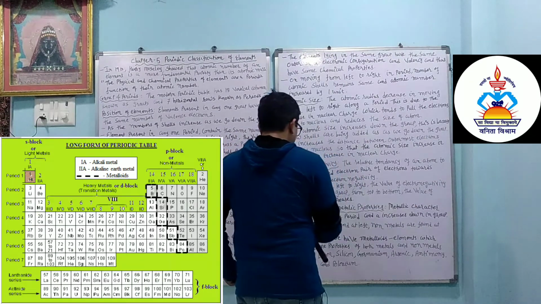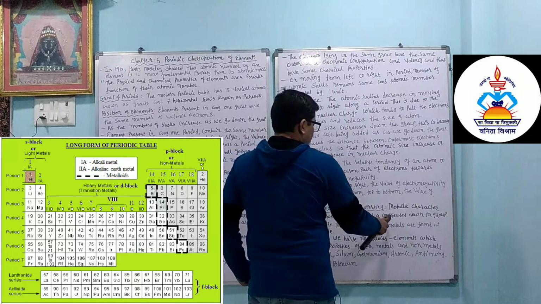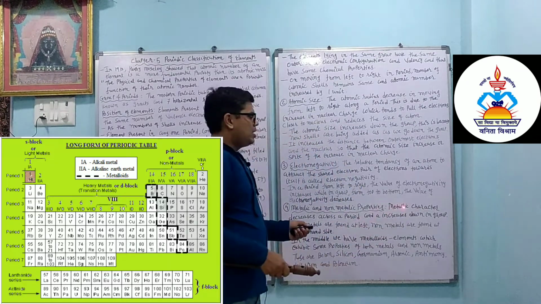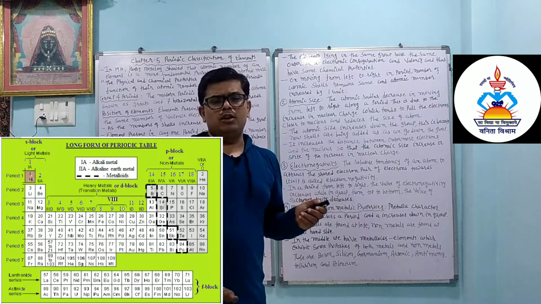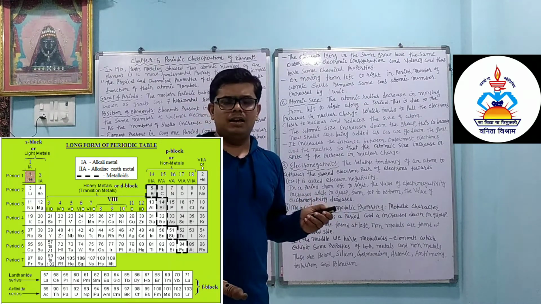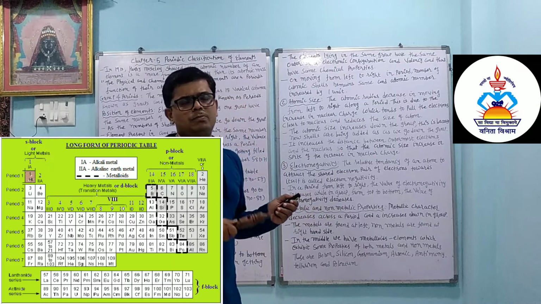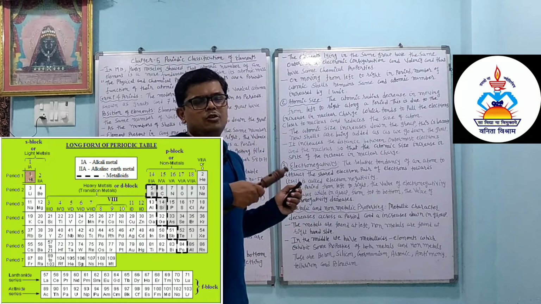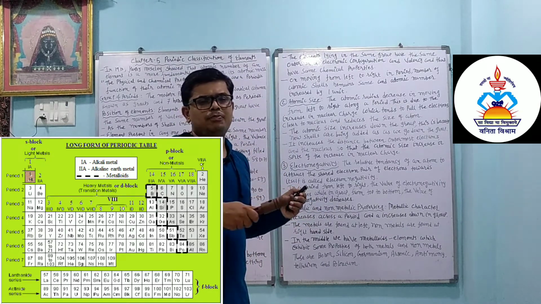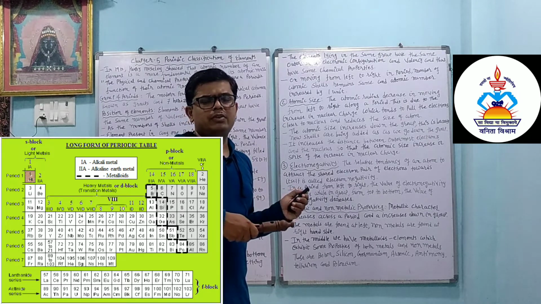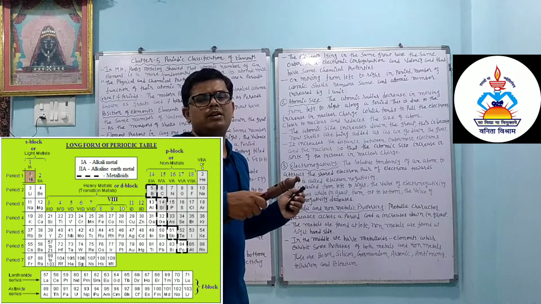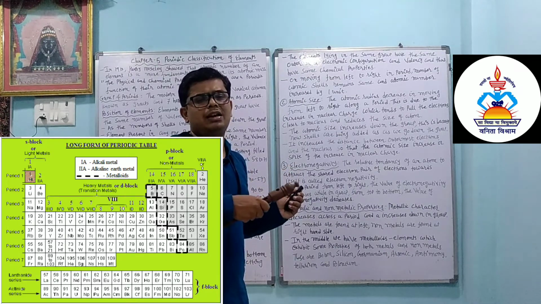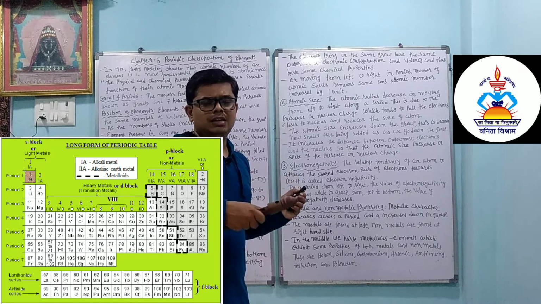Metallic character decreases across the period and increases down the group. Metallic character means what? If the atom has less than 4 electrons in the outermost orbit, then it has metallic characteristics. When we go in a period from left to right, electrons enter into the same orbit. Because of that, as we go from left to right, we get elements which have more tendency to gain electrons, so their metallic character decreases.